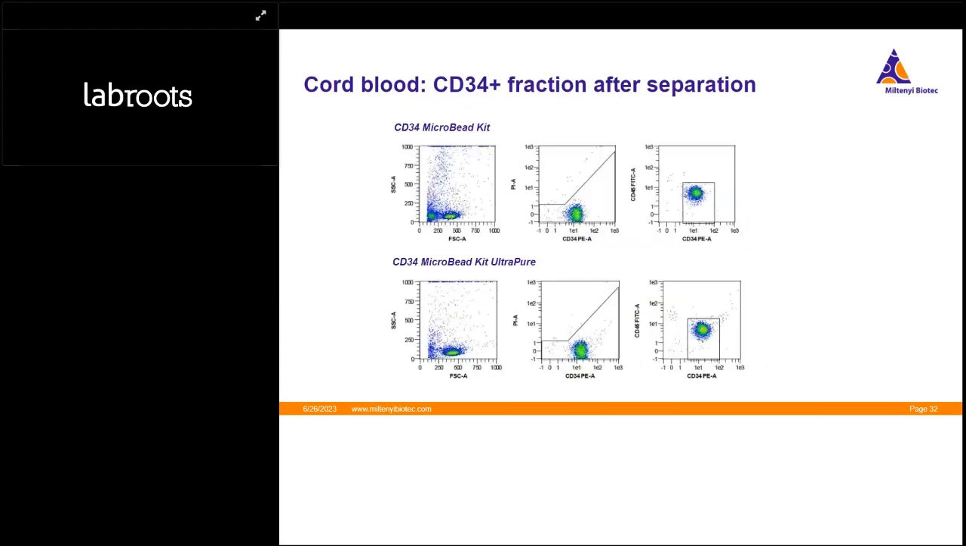And the last one I hope to show you here is similar data from cord blood, which is quite unique, because if you are getting cord blood, chances are you are likely not getting a fresh one. You are probably getting an aged frozen one, and therefore you might have quite some debris chunks. And again, our ultra pure version can help you efficiently get rid of it.